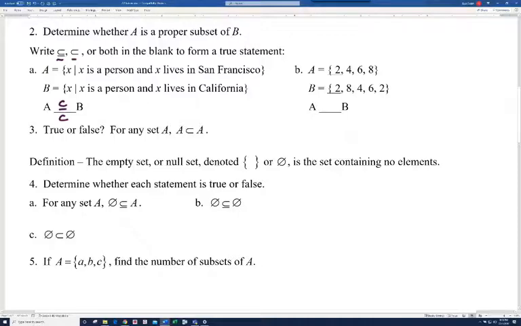And so A is a proper subset of B, but we can't say... I said that wrong. A is a subset of B, but we can't say it's a proper subset because these are equal sets.